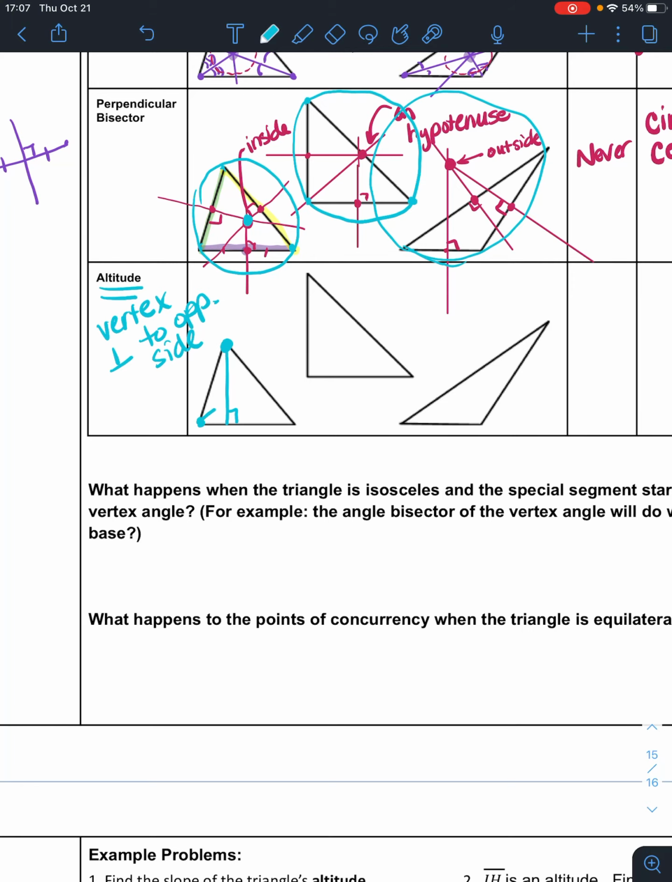You're going to go from that point. Imagine hanging that heavy weight, and it's going to hit here. Now, it doesn't care where it hits the opposite side. It's just going to hit somewhere. So then we've got our altitude, and we've got it right here. So perpendicular. It doesn't hit the midpoint. The median hits the midpoint. The perpendicular bisector goes through perpendicular, but not from the vertex. The altitude goes from the vertex perpendicular. It kind of combines them all.